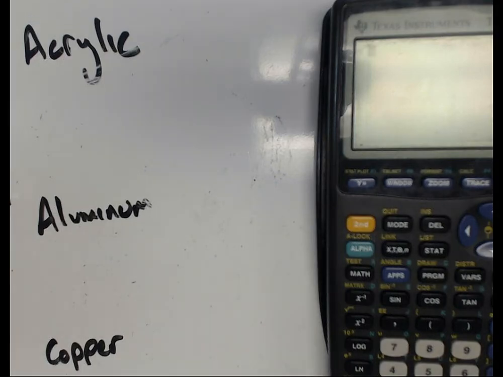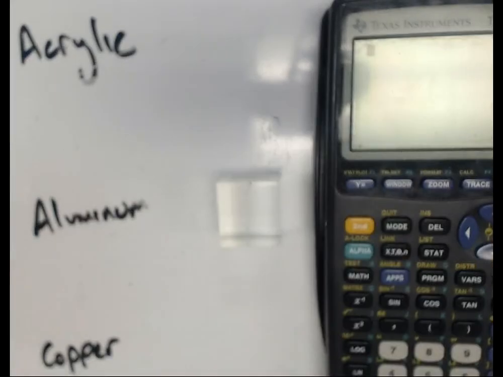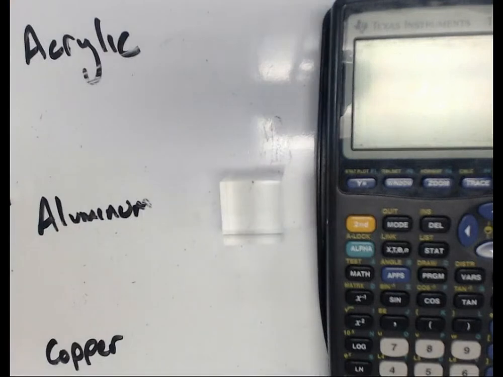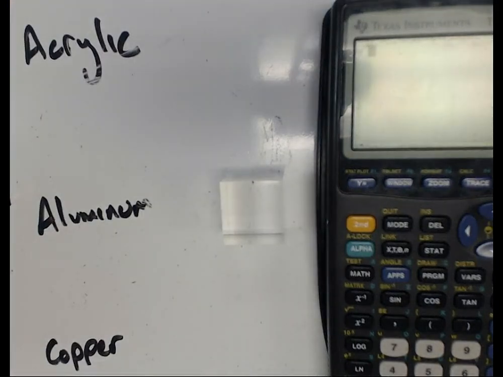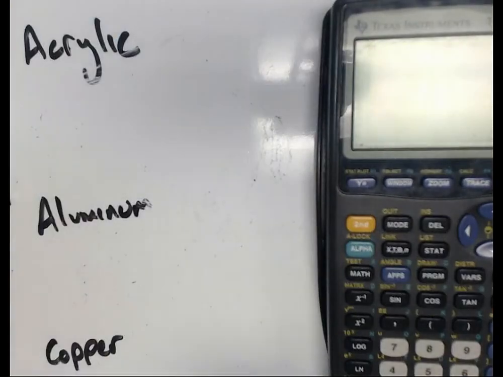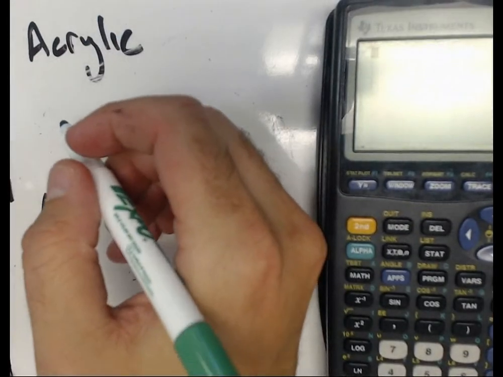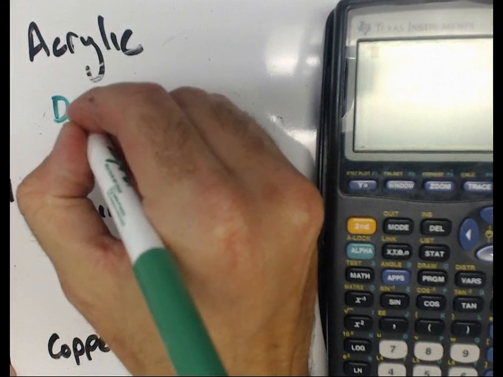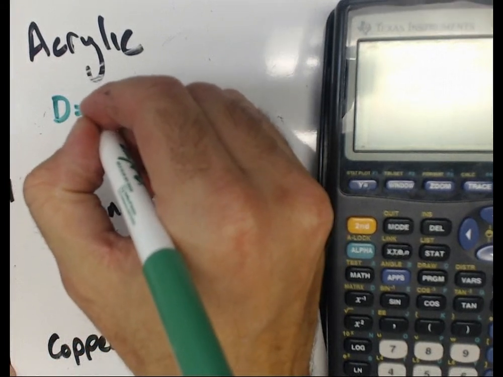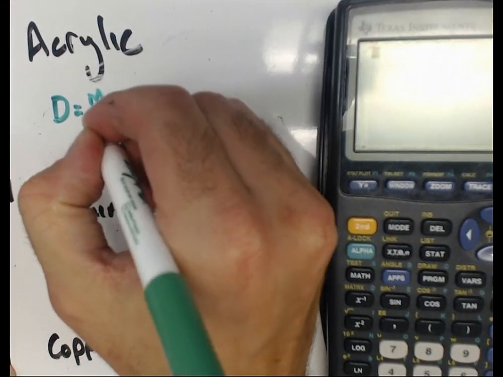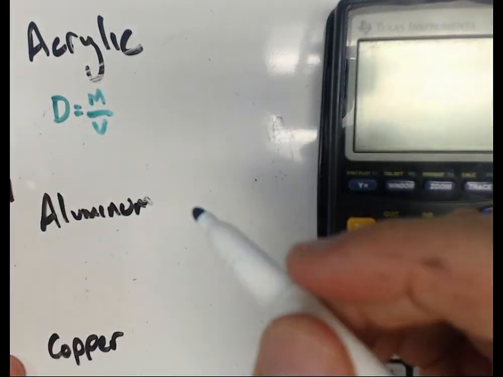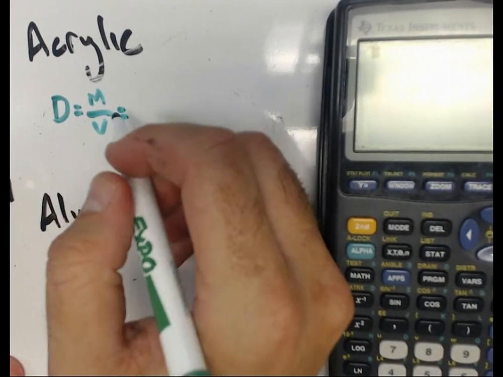So now that we have the mass and the volume, we can take the acrylic cube and determine its density. Well, density is the amount of mass it has per unit volume. Written out as a formula, that would be D equals M over V. Density is mass over volume. And then we can just plug our numbers in.